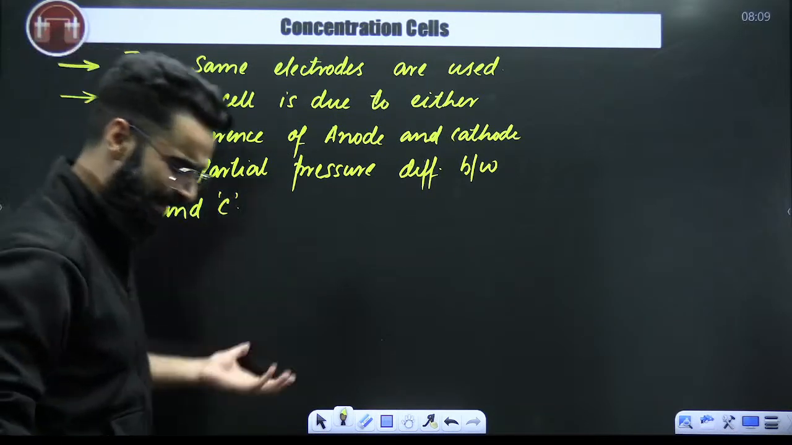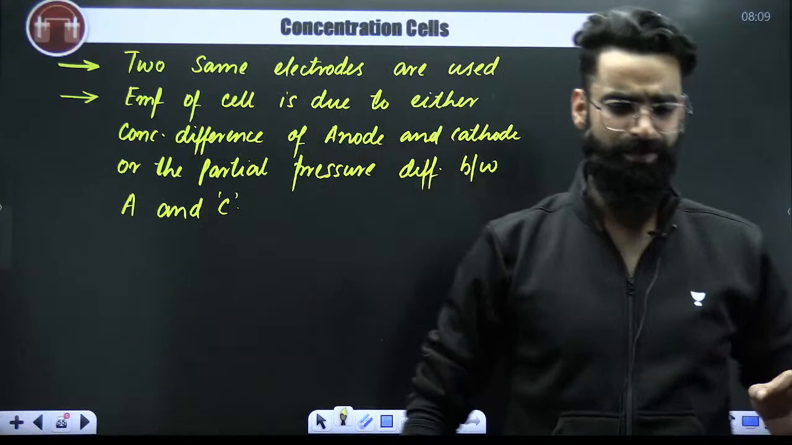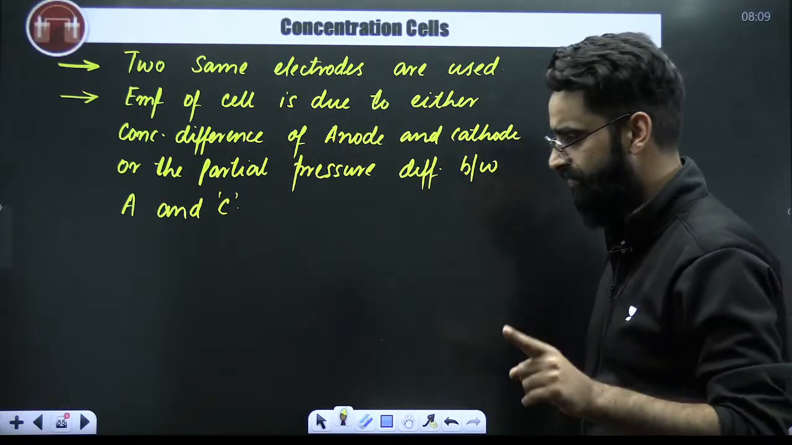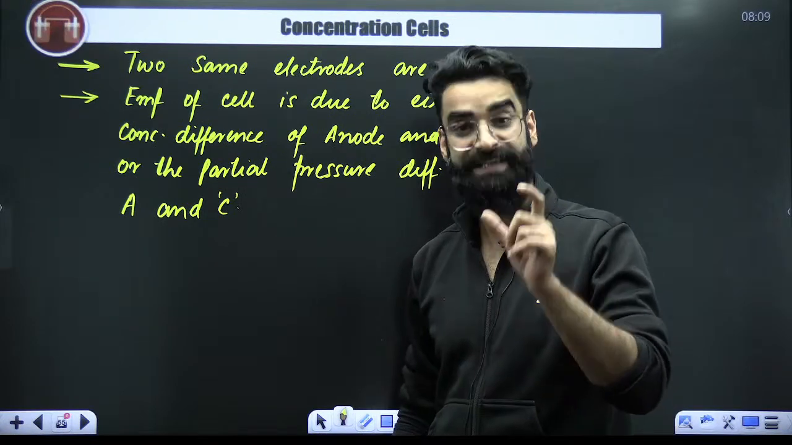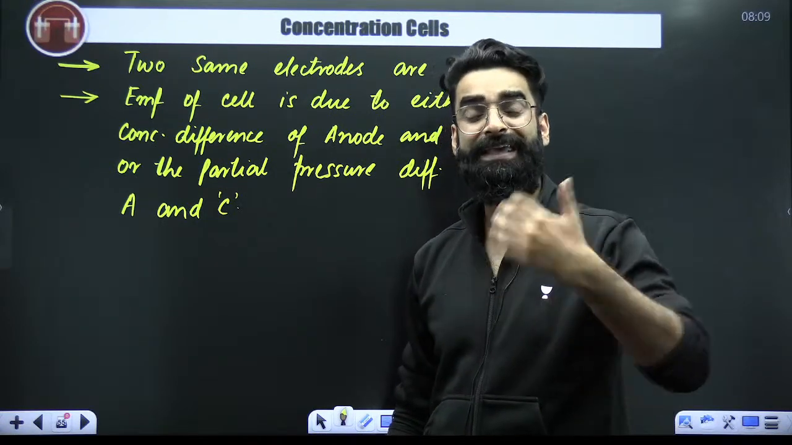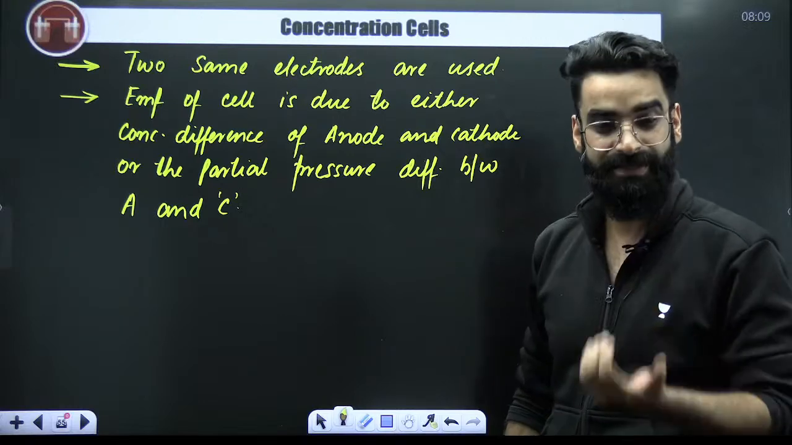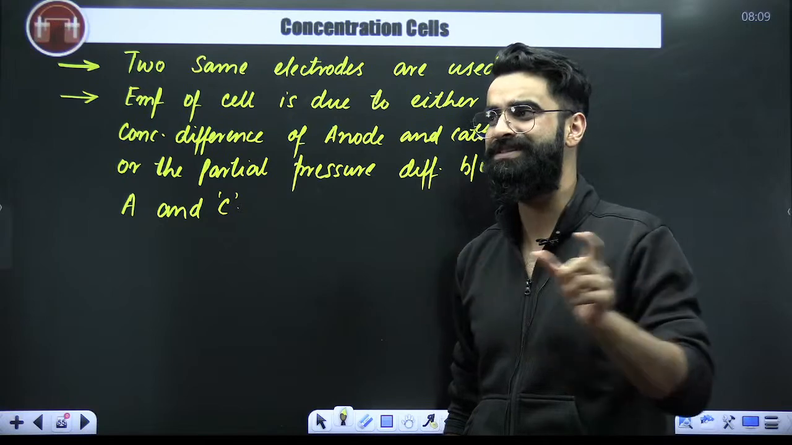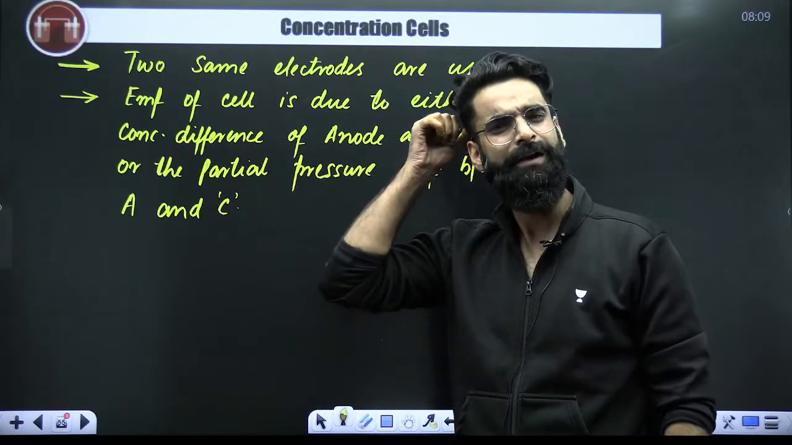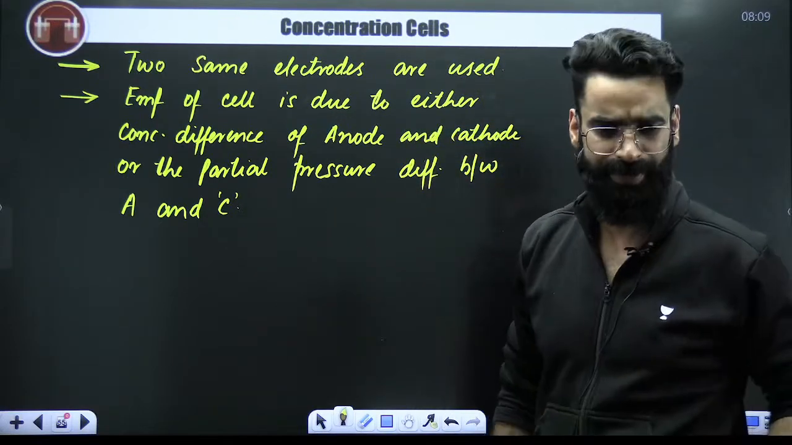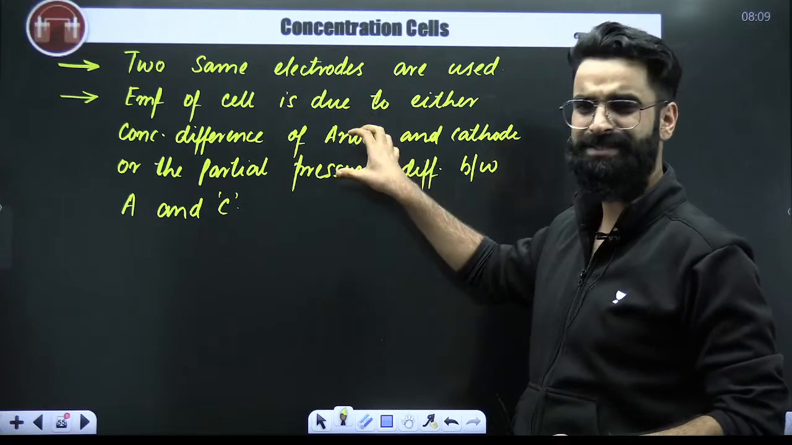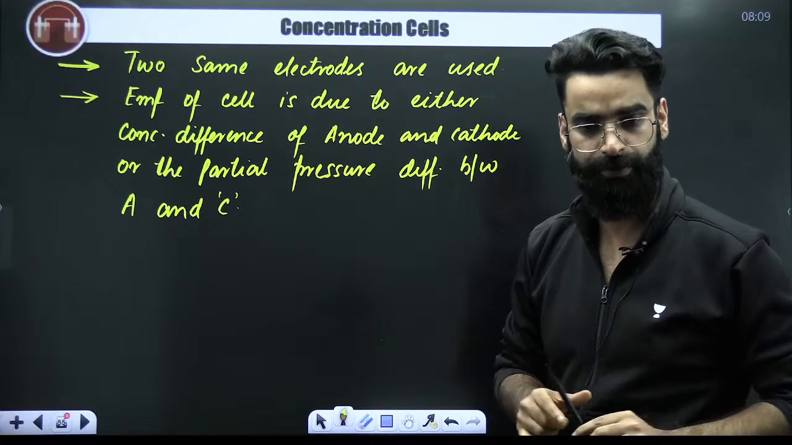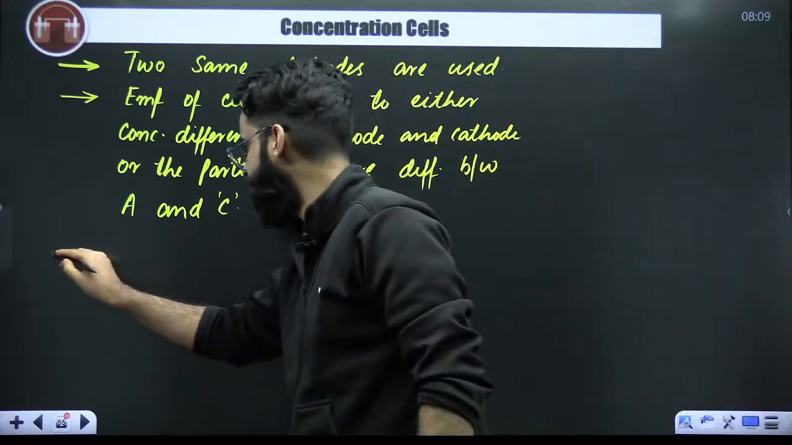What exactly it means, you'll get the idea in some time. First of all, I would want you guys to take a note of these statements. In case of concentration cell, we'll be using two same electrodes. Now, EMF is generated in case of concentration cells due to either the concentration difference in anode and cathode, or due to partial pressure difference in anode and cathode. What this particular statement means, you'll get the complete information of it in some time. Just wait for it.